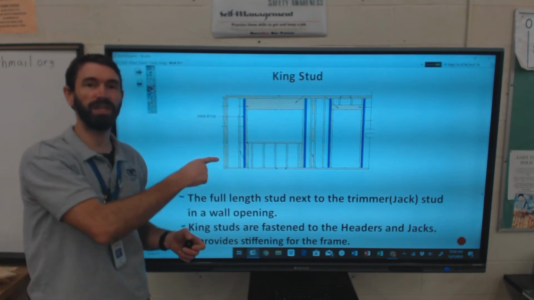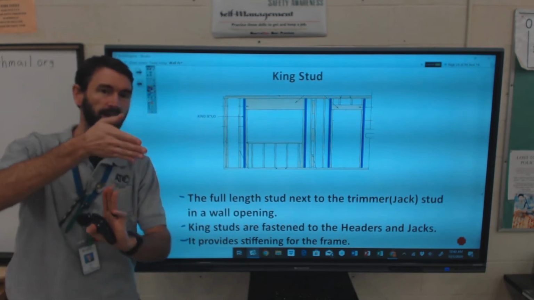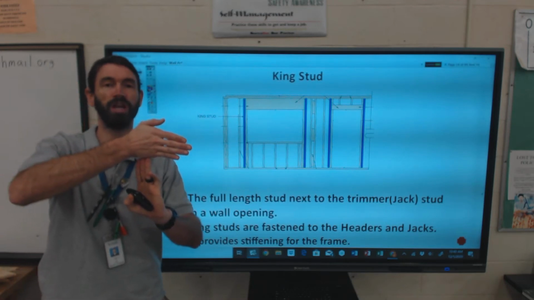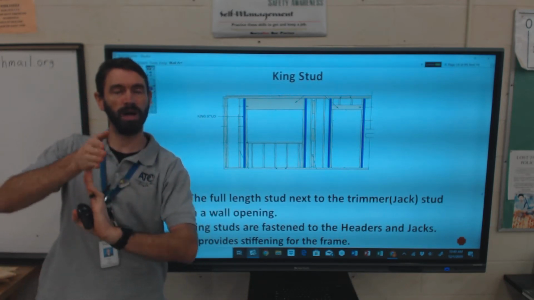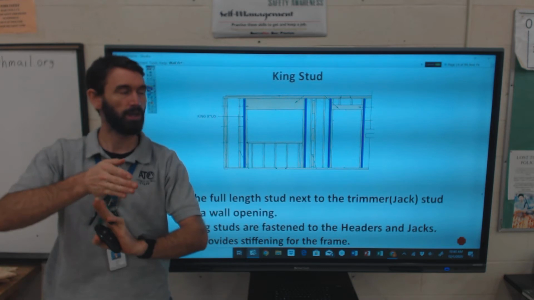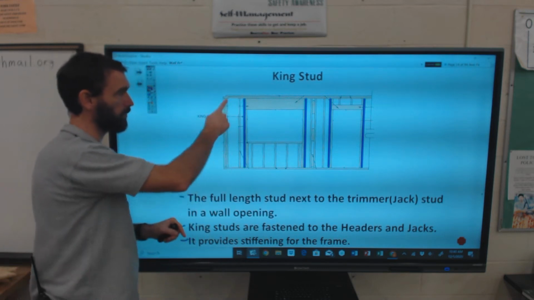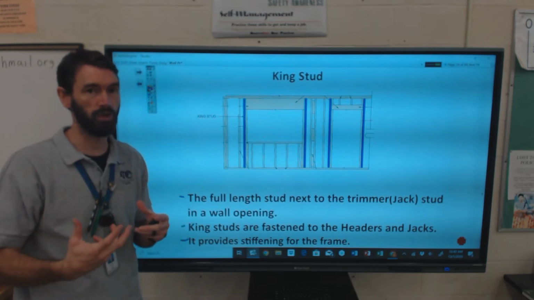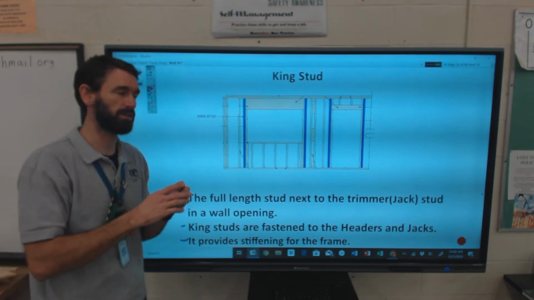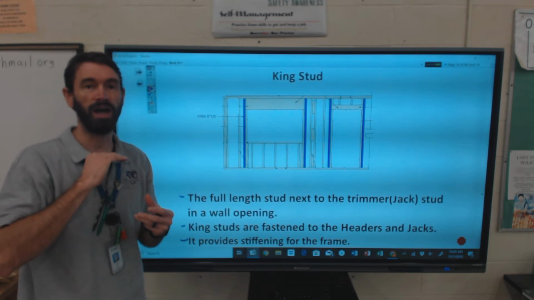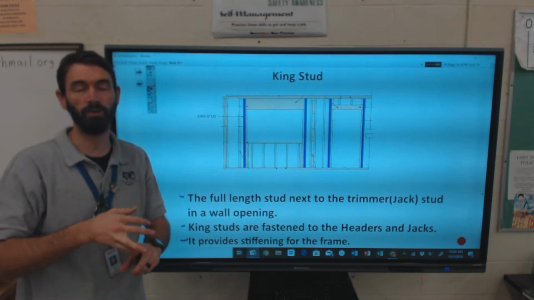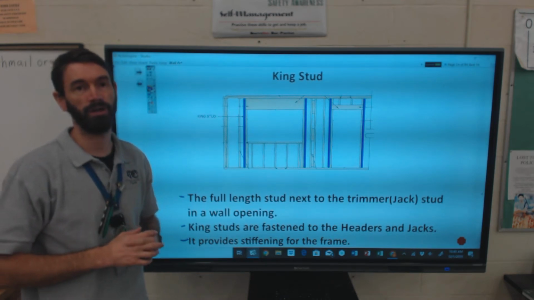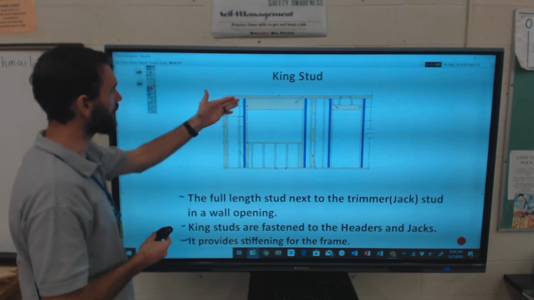Essentially, if you did not have king studs and you just had a header set on top of a jack, there could be a spot where it could twist and wobble. But now we have a third board that connects the first two together, so it makes it stiff and strong and durable. Again, it's going to help fight any kind of high winds from tornado or hurricane or any kind of seismic activity from earthquakes. So it helps stiffen those.